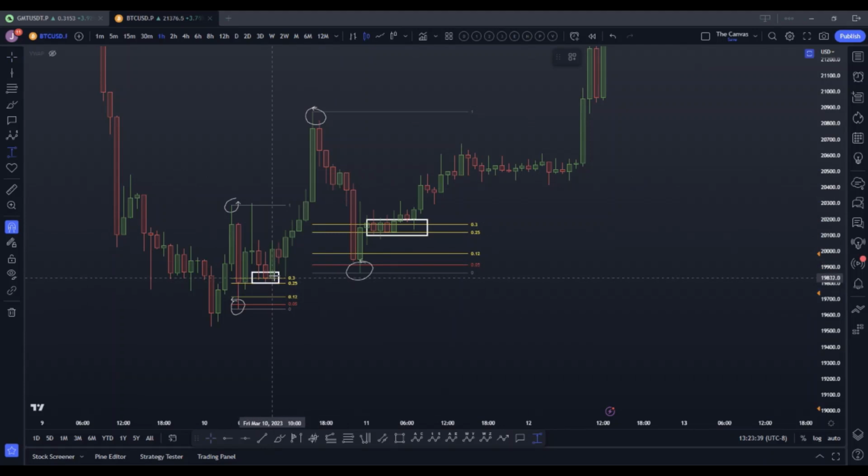So let's assume we take this trade right here off the entry trigger. First thing we want to be concerned about is risk. We always want to protect our capital.